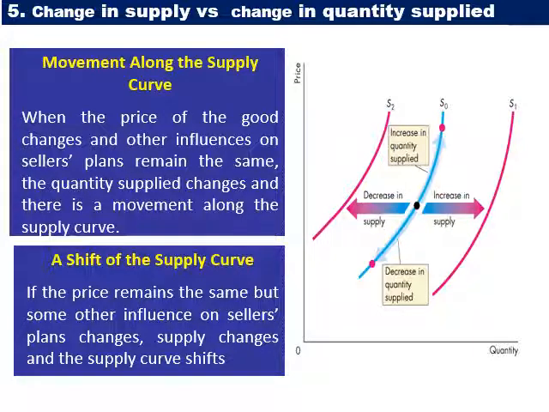I will stop at this point where we have covered the meaning of supply and explained the differences between the supply and the quantity supplied. We have also explained the law of supply that shows the positive relationship between the quantity supplied of the good and its price. And we also explained the factors that will lead to a change in the entire supply.